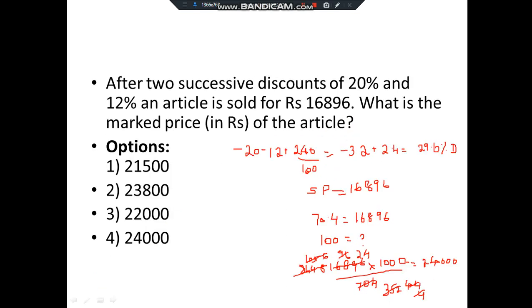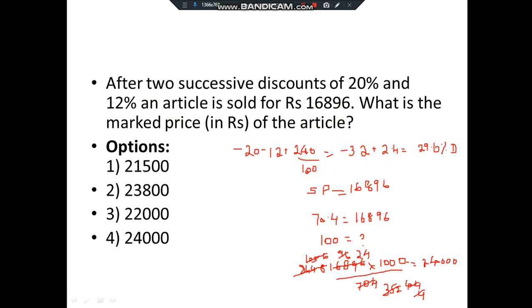Next question. After two successive discounts of 20% and 12%, an article is sold at rupees 16,896. What is the mark price? Find successive discount value and then use the selling price and find the mark price, or else find 20% of 16,896. From that value find 12% and find the mark price.